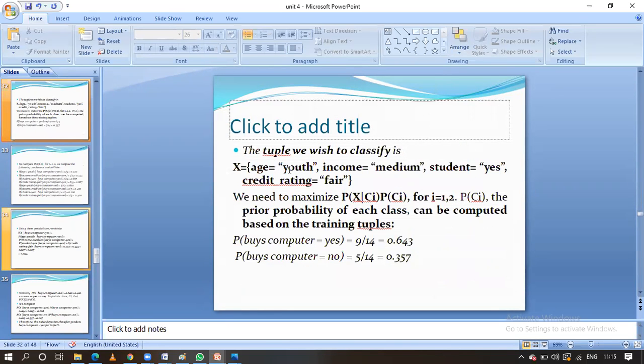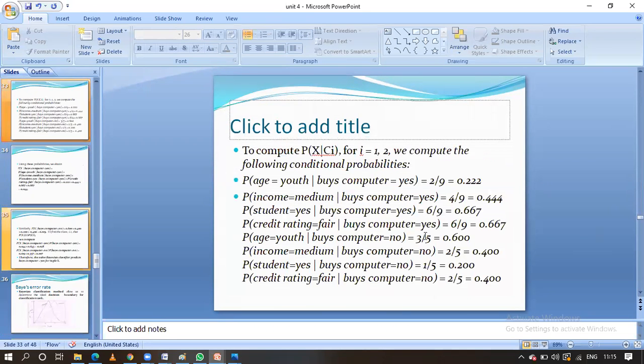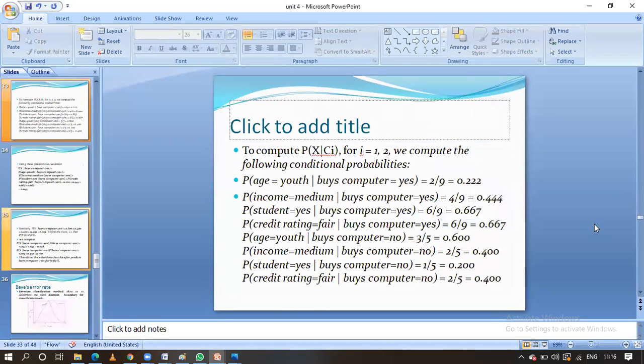That is, X equal to age equal to youth we have checked, and income equal to medium we have completed, and student equal to yes also completed, and credit rating equal to fair also we have to check. Okay, fair కూడా చెక్ చేద్దాం. Yes వచ్చినప్పుడు ఎన్ని ఫేర్స్ వచ్చాయో చెక్ చేద్దాం. Yes fair 1 count, yes fair 2 count, yes fair 3 count, yes excellent కాబట్టి లేదు. Yes equal to 4 count, 5 count, and 6 count. Again 6/9, guys. అర్థమైందండి?